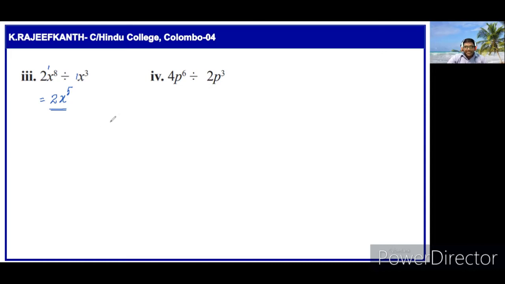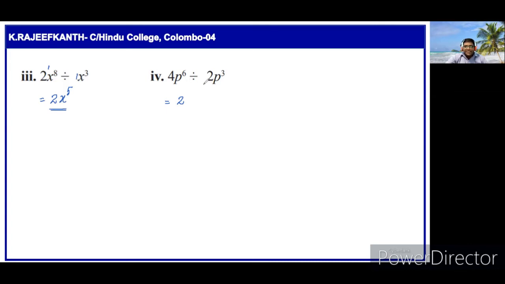Then the fourth question. Here 4p to the power of 6 divided by 2p to the power of 3. Now first we can divide these two numbers. So 4 should be divided by 2. Then 4 divided by 2, that is 2. Now we have to divide the powers. Then p to the power of 6 divided by p to the power of 3.